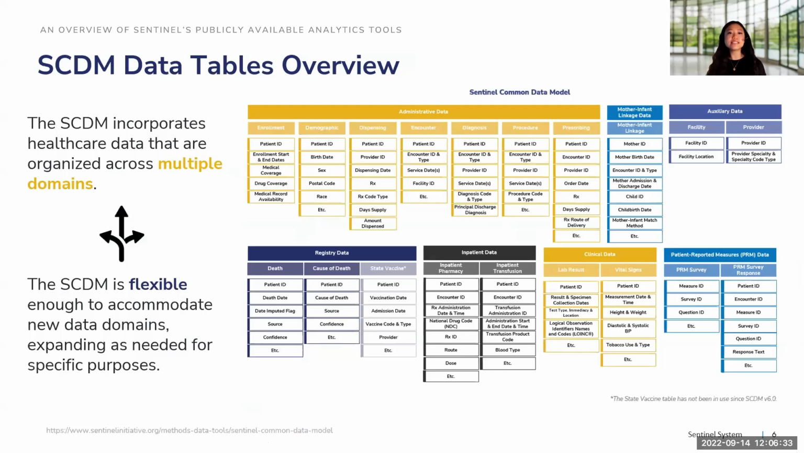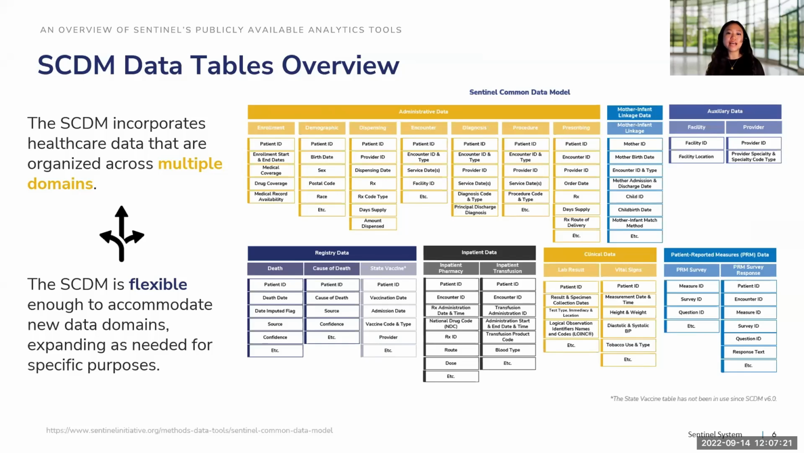As you can see, the SCDM incorporates healthcare data that are organized across multiple domains. Administrative data such as enrollment, demographic, drug dispensing, encounter, diagnosis, procedure, and prescribing data are included. Also included are clinical data, such as laboratory data, as well as vital signs data. Additionally, registry data for fact and cause of death is included. Additionally, inpatient data, such as inpatient pharmacy and procedure information is included. Sentinel has a mother-infant linkage table in the SCDM that has created links between pregnant mothers with their child.